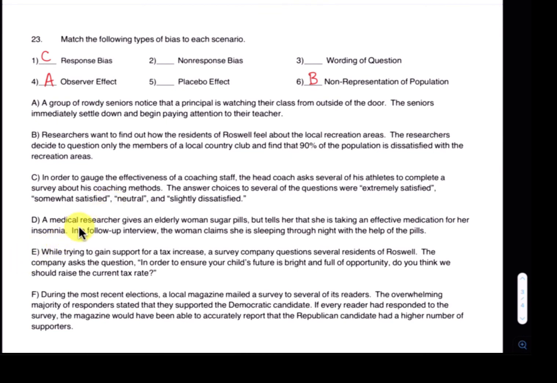D. A medical researcher gives an elderly woman sugar pills, but tells her that she is taking an effective medication to help her insomnia. In a follow-up interview, the woman claims that she is sleeping through the night with the help of the pills. When we talked about that in class, that is definitely the placebo effect. It's pills that don't have any active ingredients, but psychologically you think something is actually being effective. So that's the placebo effect.